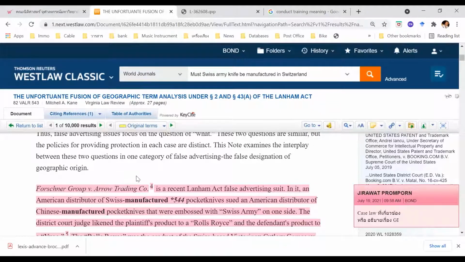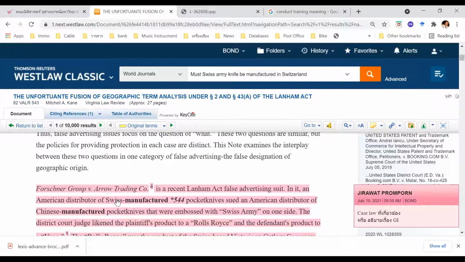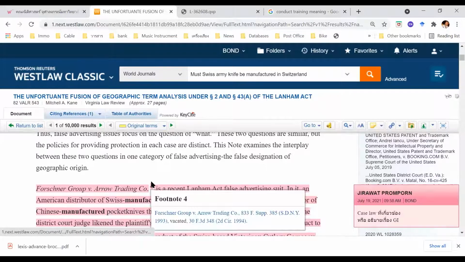Another paragraph. This article mentioned the case law. You can look at that, the case law. And it says, recently Lanham Act advertising suit in it, American distributors versus manufacturers. And you look at that, it lists the party names that sue each other. And I want to link it and see the detail on this particular idea. Just put the mouse over there. And you look at that.